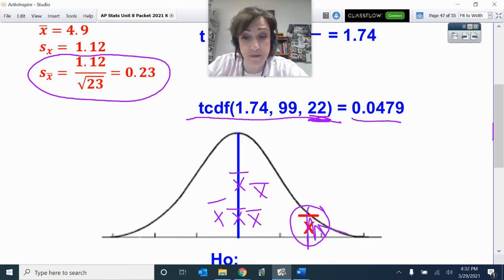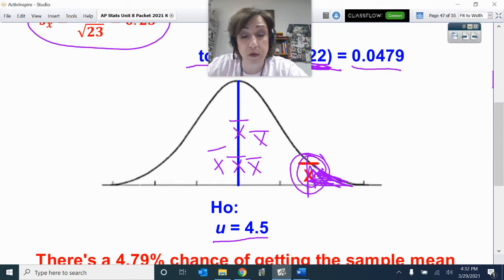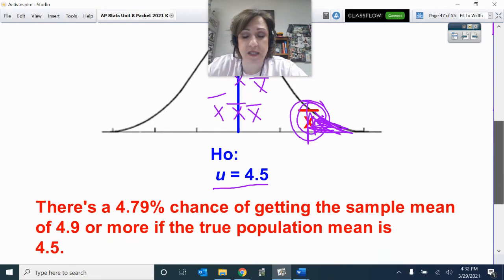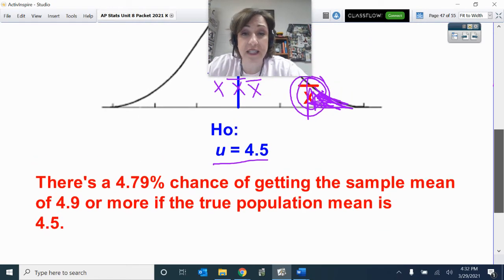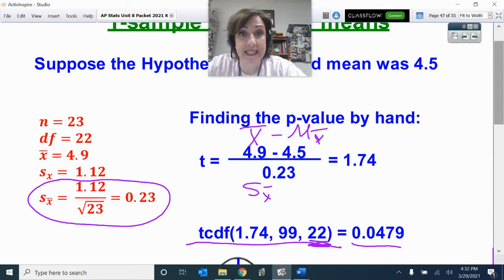So that means there's a 4.79% chance of getting this sample or something more extreme if the samples are really centered around 4.5. So if the null is true. And so that's pretty close to your 5%. So it's evidence to reject the null. We would end up doing that if we think it's higher.